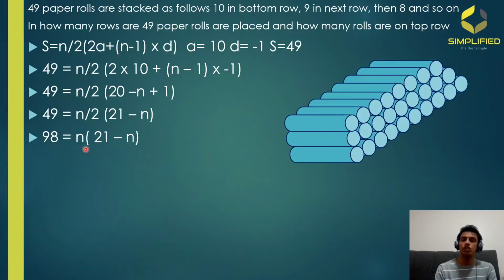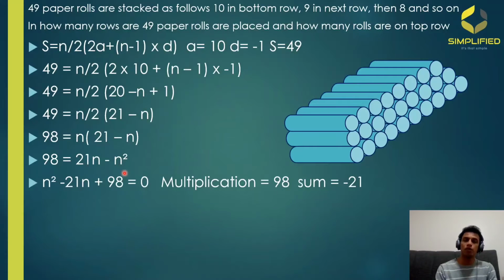So this n into (21 - n), which means that opening the bracket, this n into 21 becomes 21n, and this n into -n becomes -n square. So we got the quadratic equation like this. Upon further simplification, we are going to take all these terms to the left hand side, which means that this -n square will become n square, and this 21n will become -21n, plus 98 is equal to 0.